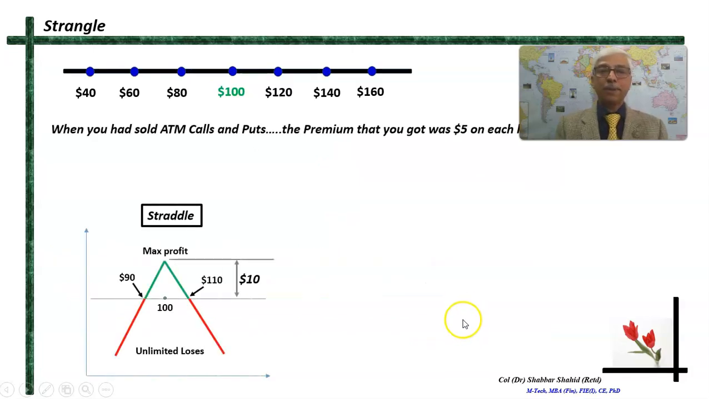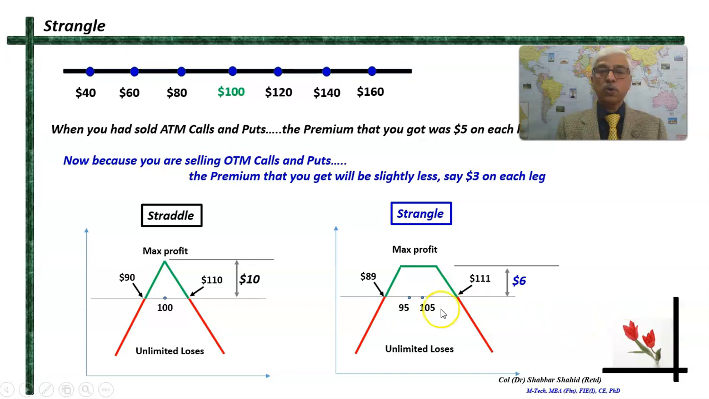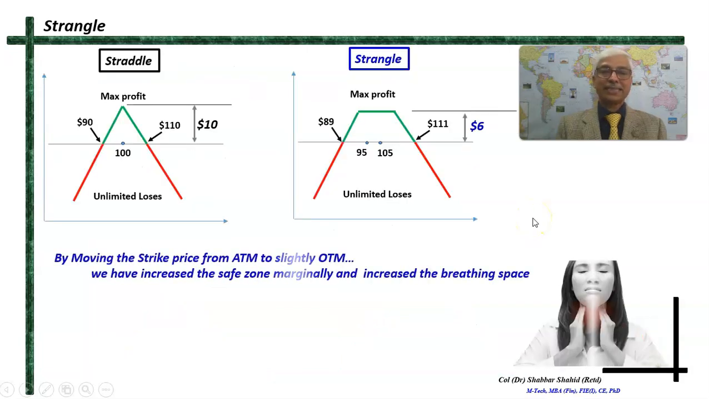So what would happen in the earlier case, in case of a straddle, when you had sold the ATM, that time the premium that you had got was $5 on each leg. That means $10 premium you had got, isn't it? But now, because you are going out of the money, your premium will be slightly less. Let us say $3. So you will get only $6. Don't go on these figures. The figures 10 and 6 are just to explain to you that in case of a straddle, the premium was high. In case of a strangle, the premium is less. That is all.